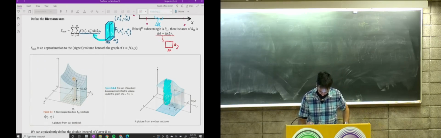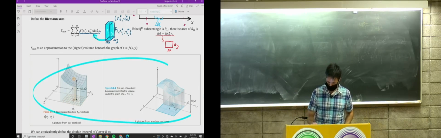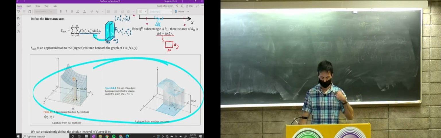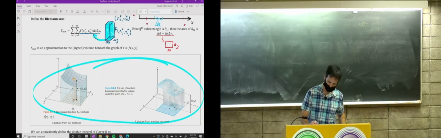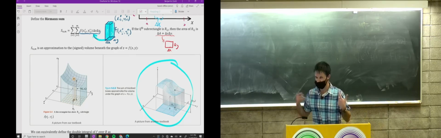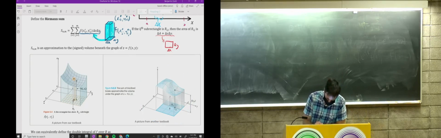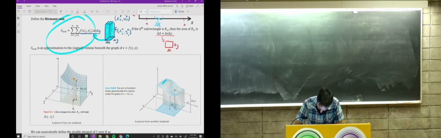Here's one. Here, by the way, I put a couple pictures, one from our textbook and another from another textbook. I like the picture from the other textbook better, so I'm going to use theirs. I didn't try to draw this myself because this is a hard thing to draw. So what we are adding up with this Riemann sum is a bunch of these rectangular box volumes, one over each subrectangle.